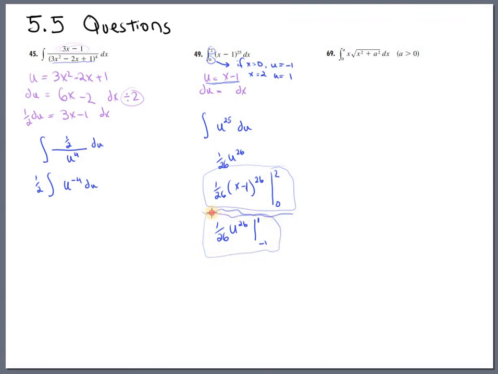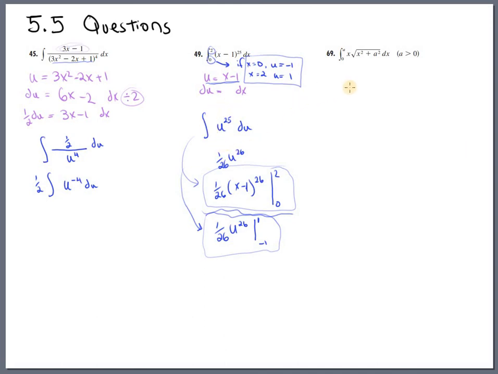Most of the time when I do these, I actually use this method. I turn it back into x and just kind of ignore the limits in the meantime. But if you want to save yourself one step and add one step at the same time, you can leave your integral in u, and then you can do this little conversion up here, and you can change your x limits into u limits.